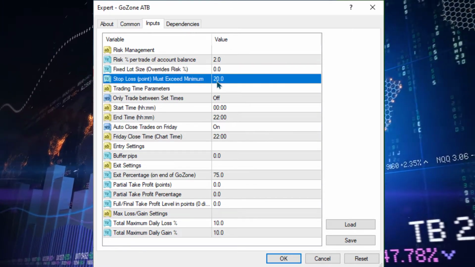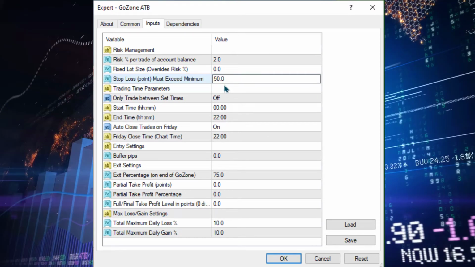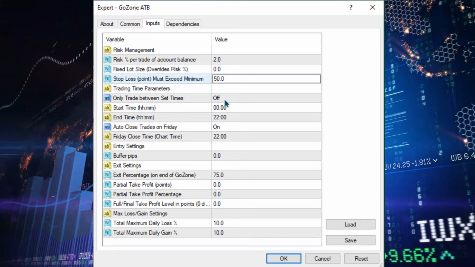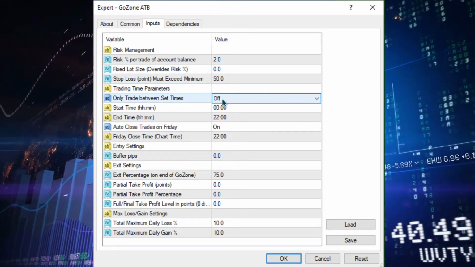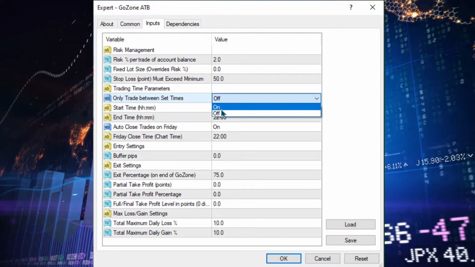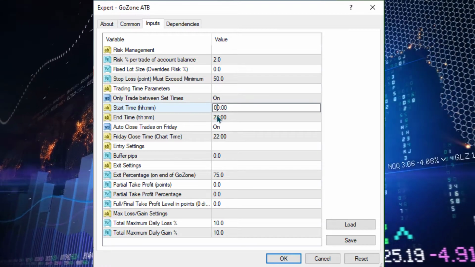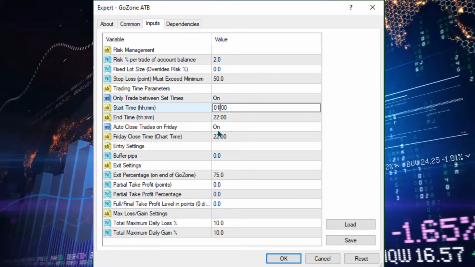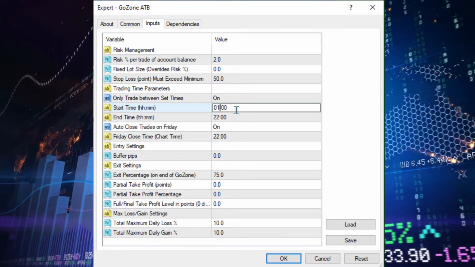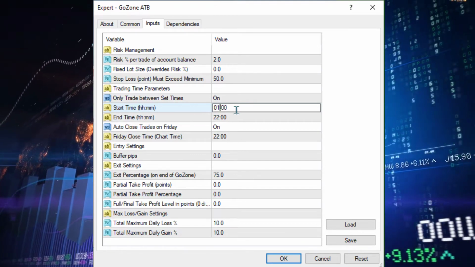Our stop loss we will set at 50 points. We're going to turn on set time parameters, and I'm going to set the start time at 1 a.m. That is the time in the UK and on my chart that the Japanese cash market opens.